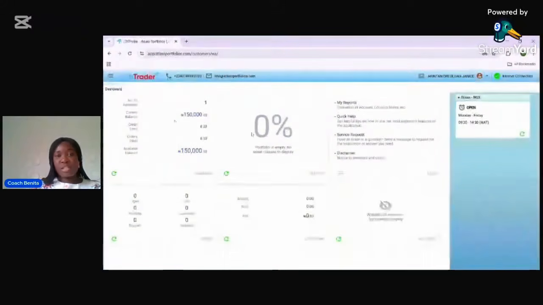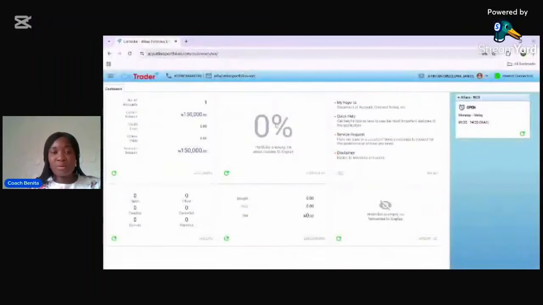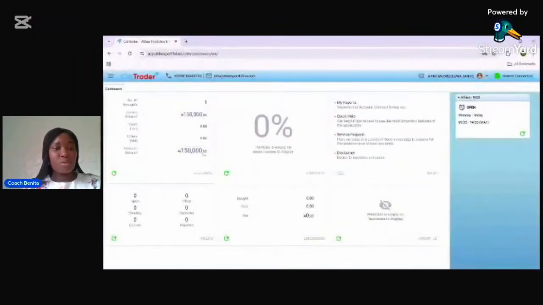Now, this is what the dashboard looks like. This is where you have the funds. I'm using this account purposely for this tutorial, so you can see that nothing is here. When you see 0%, nothing is on this portfolio. It's a fresh portfolio. If you look at the current balance, this is 150. The available balance is also 150, which means there is no trade, nothing on this account yet.